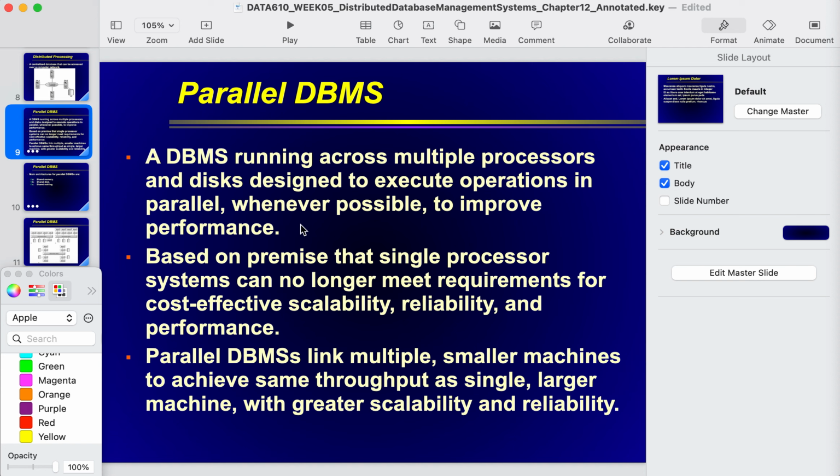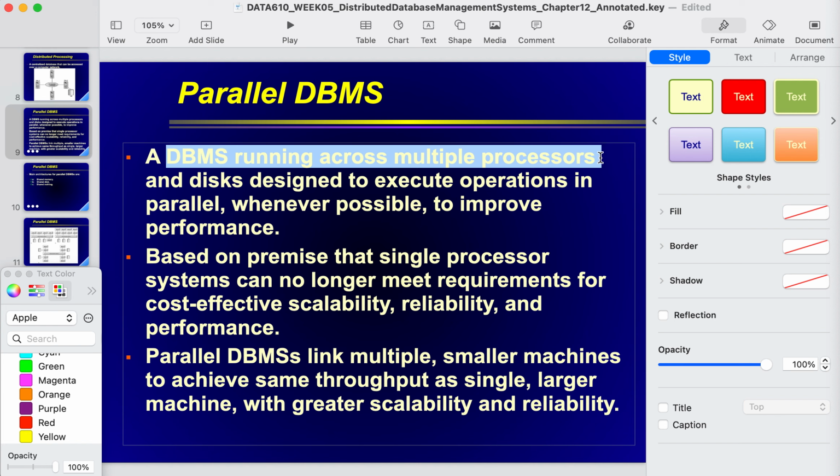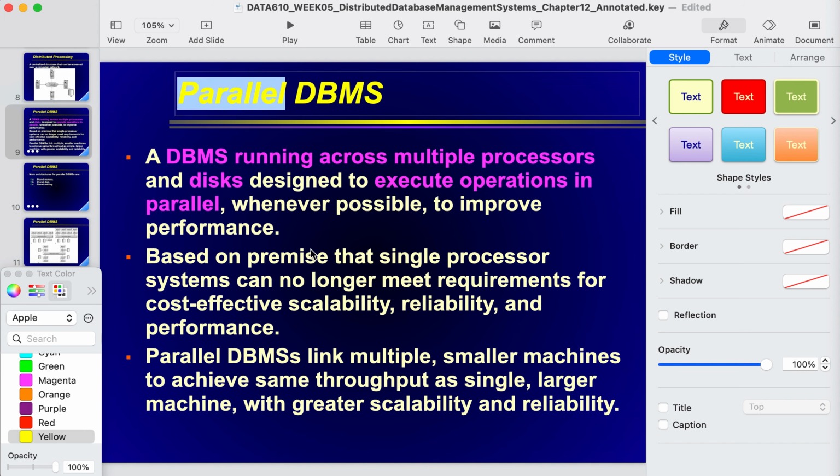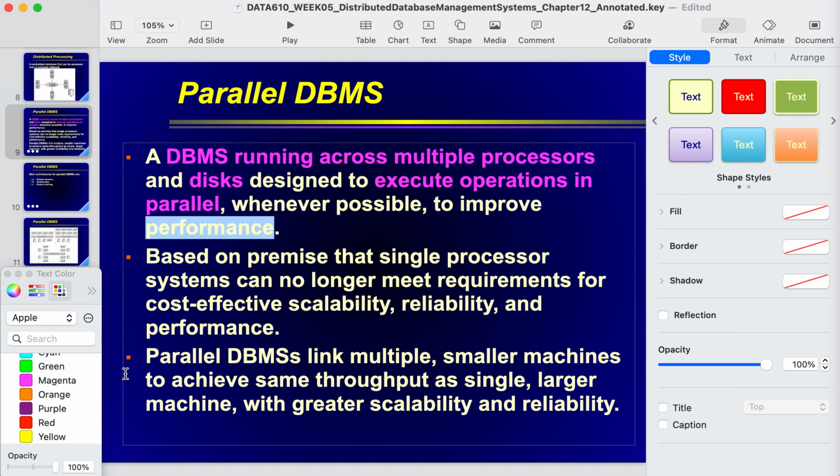So let's see a little bit about parallel database management systems. The database management system can run across multiple processors and disks that are designed to execute operations in parallel. If that is possible, it would significantly improve the performance. So this means if 2 or 3 queries come in together, if the queries are not related to each other, we could have each one being processed on a separate processor at the same time, in parallel. And that would have a significant improvement on performance.